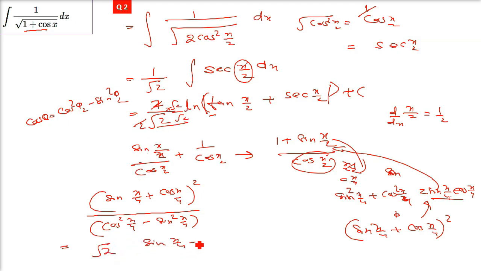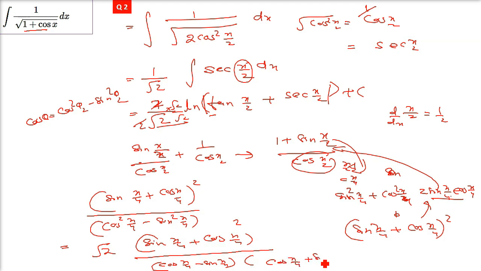So the numerator becomes (sin x/4 plus cos x/4) whole square. The denominator is (cos x/4 minus sin x/4) into (cos x/4 plus sin x/4), since a square minus b square is (a minus b)(a plus b). So there will be a cancellation. Sin x/4 plus cos x/4 is common in numerator and denominator. So this is your final result. You can just cancel it out, or you can keep it like that. This is what the book wants us to portray, that's why we have done it.